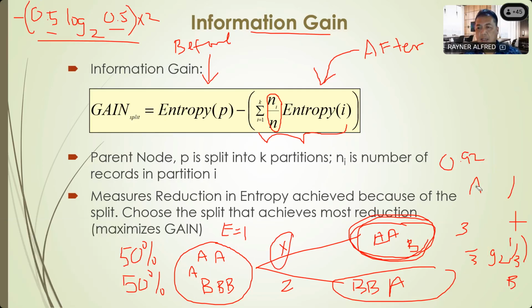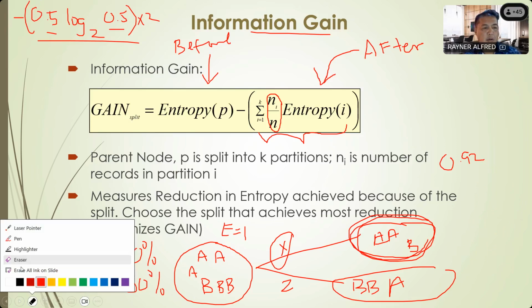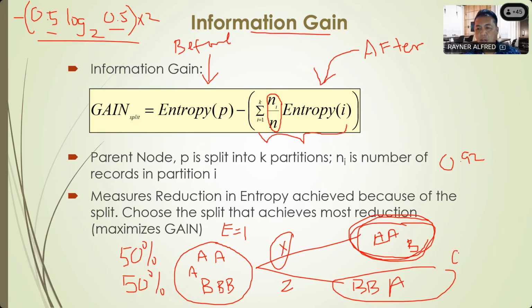Okay, so what is the entropy for the second group? It should be the same, right? Because they have 2 and 1. So for the second one, we also have 0.92. Okay, so this is 0.92.